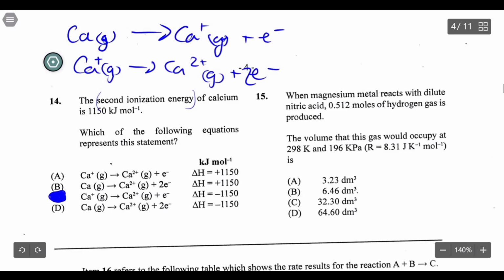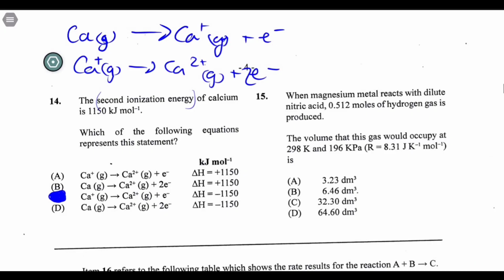Because you'd be removing another electron from an ion whose atom had an electron removed previously. That's why it's the second ionization energy and not the first.